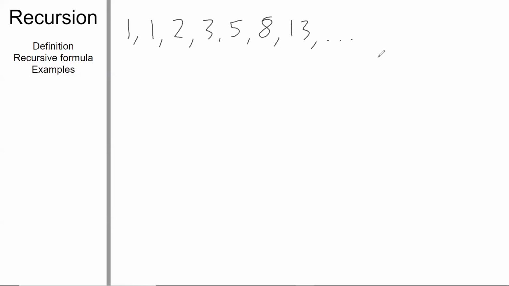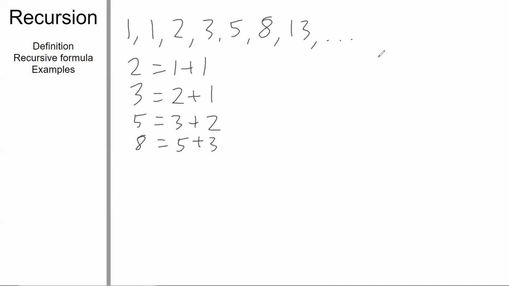Well, you see that 2 is equal to 1 plus 1. 3 is equal to 2 plus 1. 5 is equal to 3 plus 2. 8 is equal to 5 plus 3. And 13 is equal to 8 plus 5. So this is basically the Fibonacci sequence, which kind of follows a weird pattern, but we can write this pattern in terms of algebra.